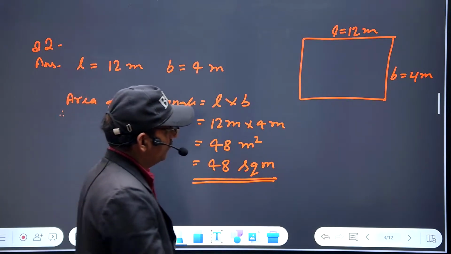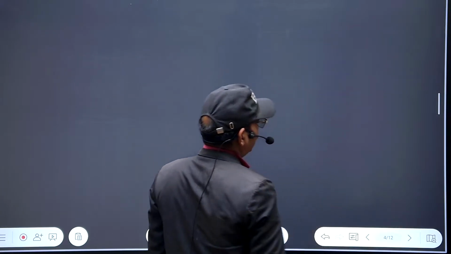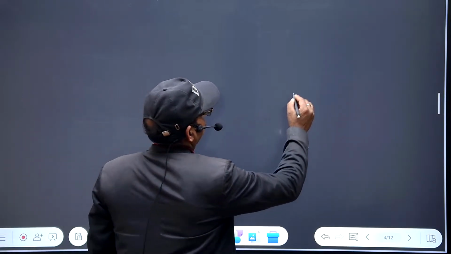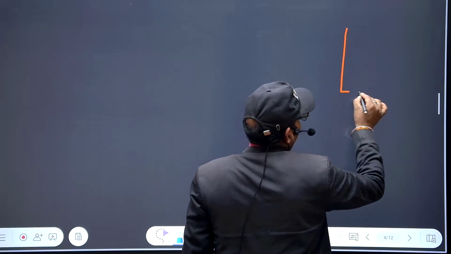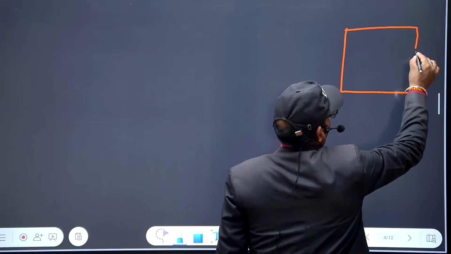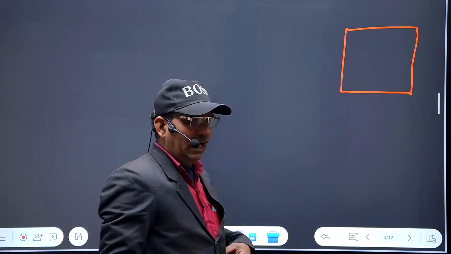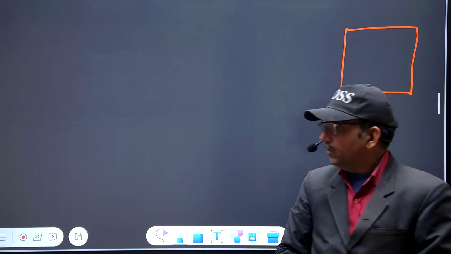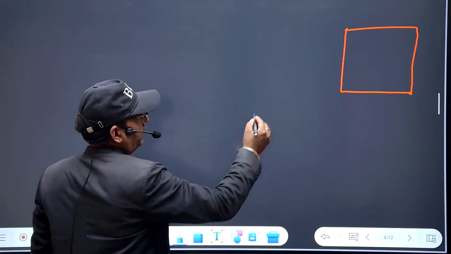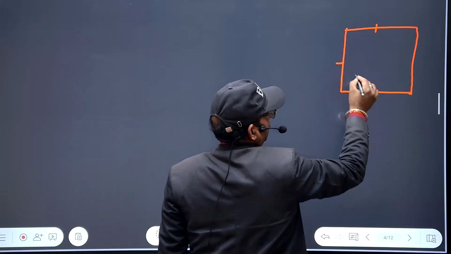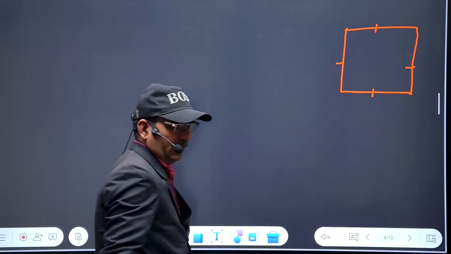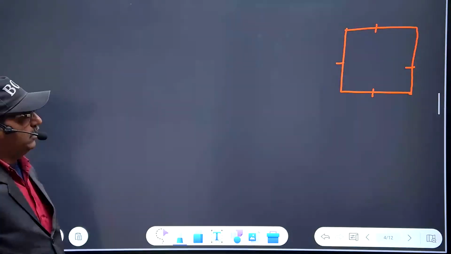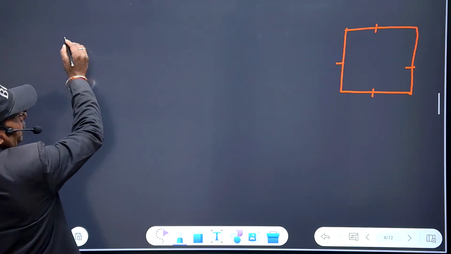Next one is the square. What do you know about the square? In a square there will be four sides and all sides will be equal. So this side will be equal to this side, equal to this and this. Means four sides will be equal. Is it clear?